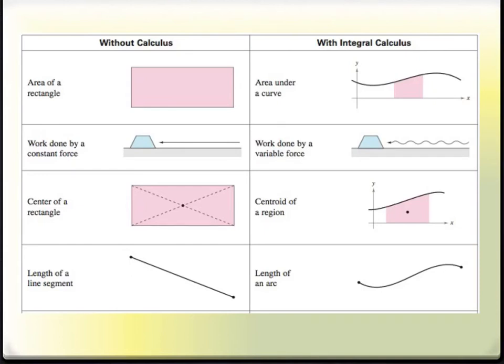Work that's done by a constant force can be done in pre-calculus; with a variable force, it's calculus. You can find the center of a rectangle with pre-calculus ideas. It's a pretty basic kind of computation, midpoint formulas, things like that. You can actually find the center of a region, any arbitrary region that's not nice and symmetric, with calculus. With pre-calculus, you can find the length of a segment, right? Again, straight pieces. But with calculus, we can do it for an arbitrary curve. It doesn't have to be a specific straight type of curve.